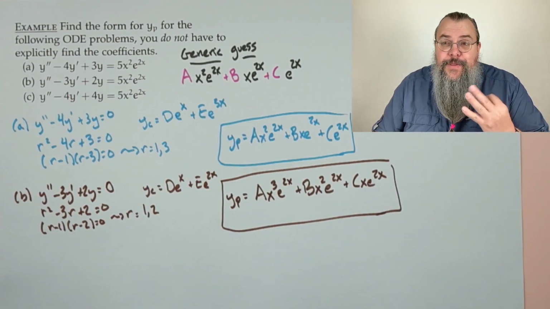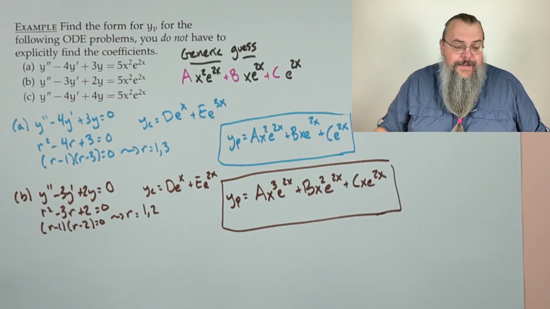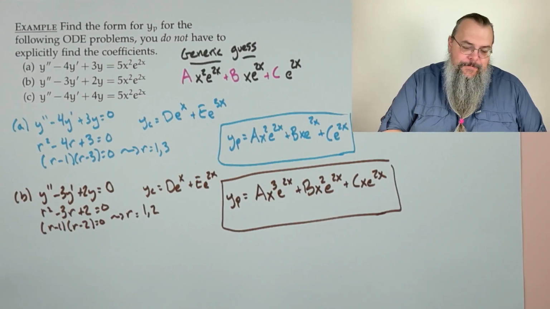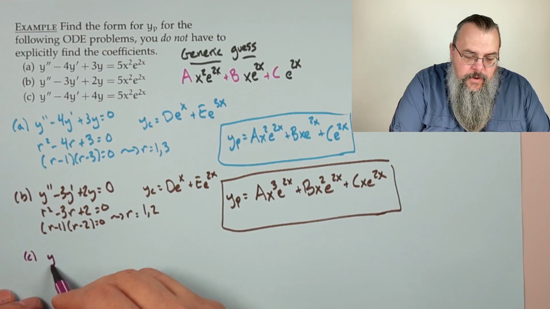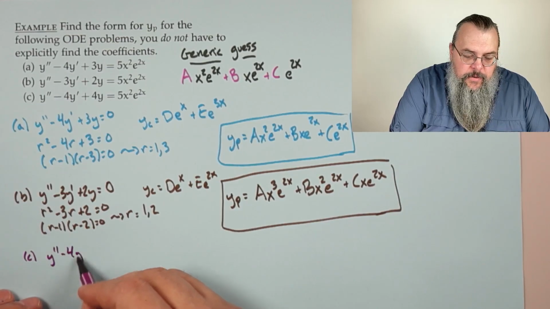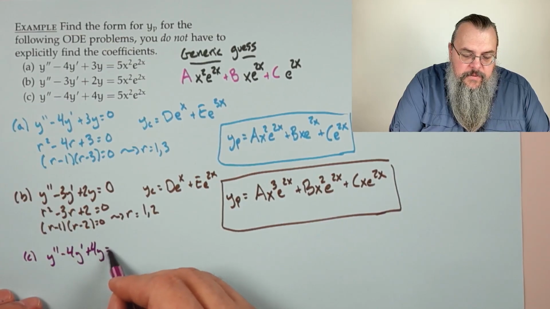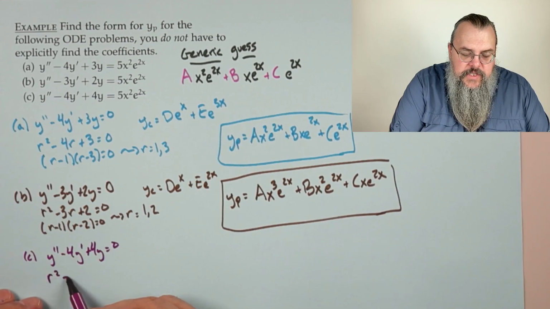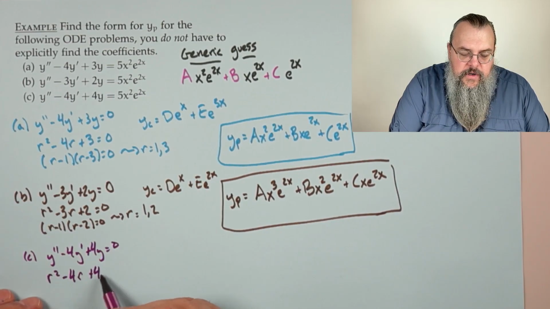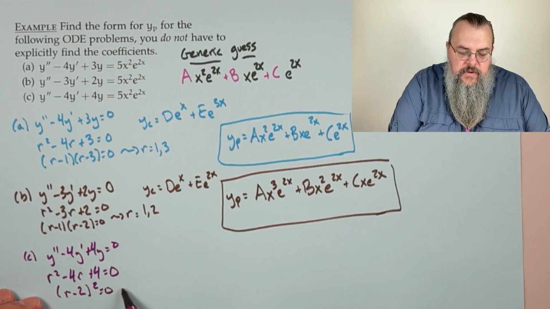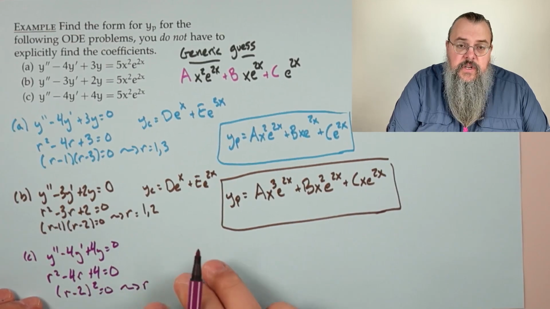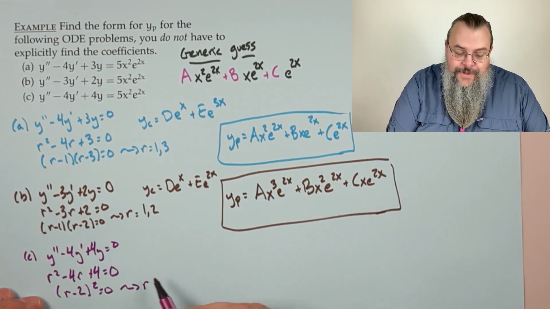But what happens on the third part? Ah, good question. Let's do that one as well. So for the third part, we'll have y double prime minus 4y prime plus 4y equals 0. This becomes r squared minus 4r plus 4 equals 0, or (r minus 2) squared equals 0. So our roots are repeated roots, 2 and 2.